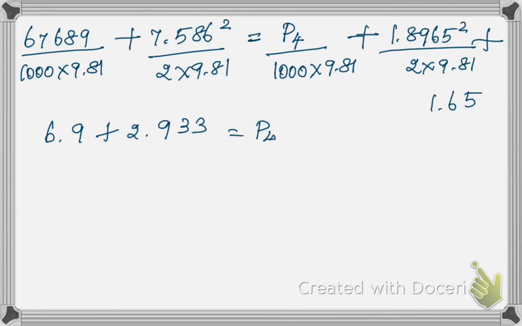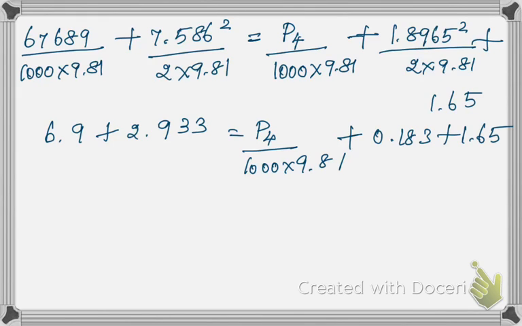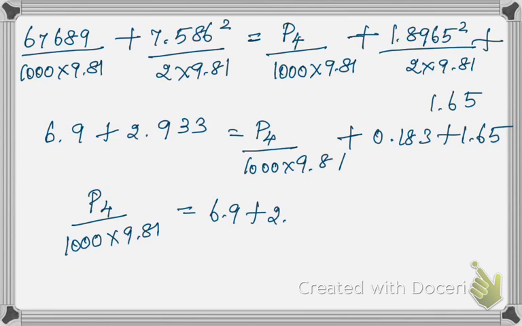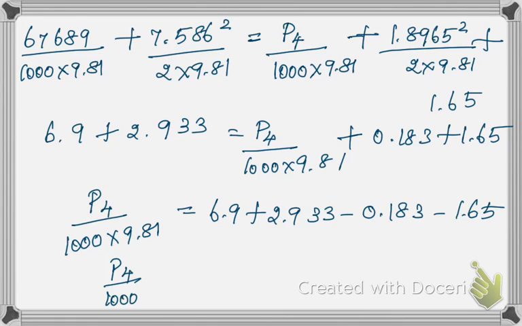This becomes 6.9 plus 2.933 equals P4 by 1000 into 9.81 plus 0.183 plus 1.65. So I'll keep the P4 term alone and rearrange all the terms, so it becomes P4 by 1000 into 9.81, which is equal to 6.9 plus 2.933 minus 0.183 minus 1.65. So I'll be getting this value as P4 by 1000 into 9.81 as 8.